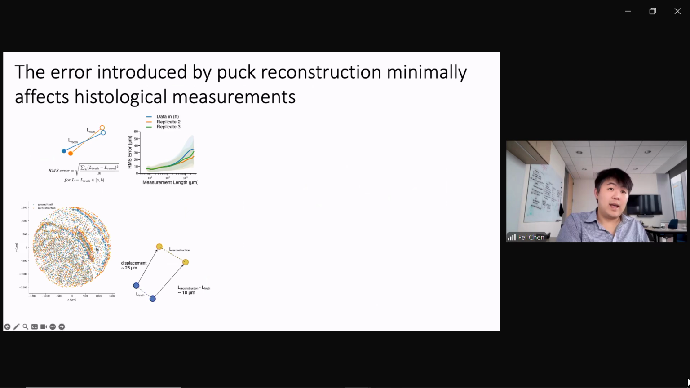but local. And so what you actually care about is the error in the length measurements between any pair of points. If you were to measure the length of the hippocampus dentate gyrus in the reconstructed array versus the ground truth array, what's the difference in the error? And that's what this plot is showing.